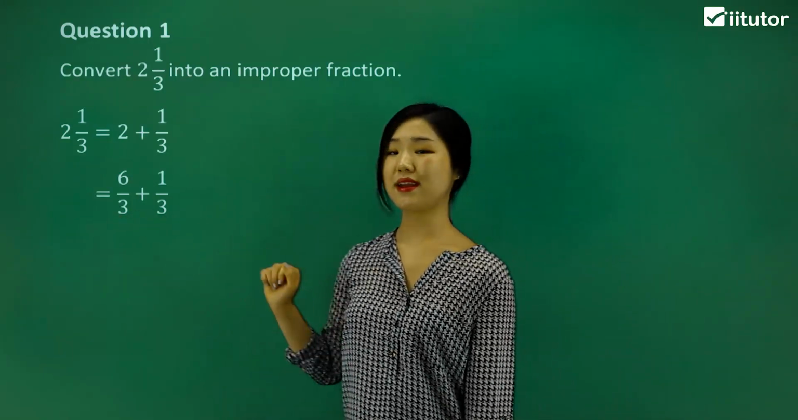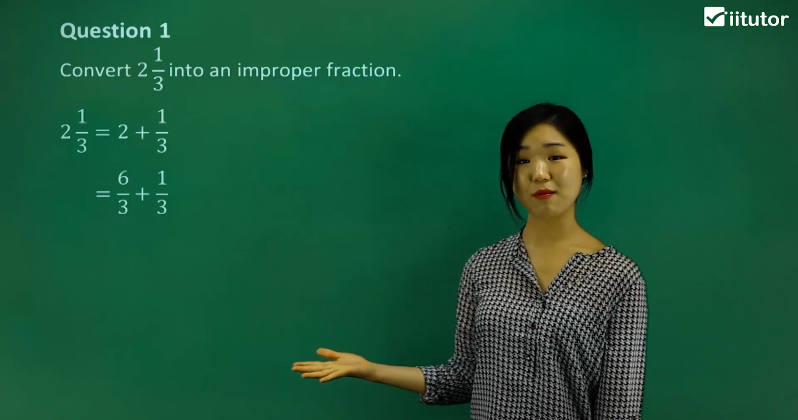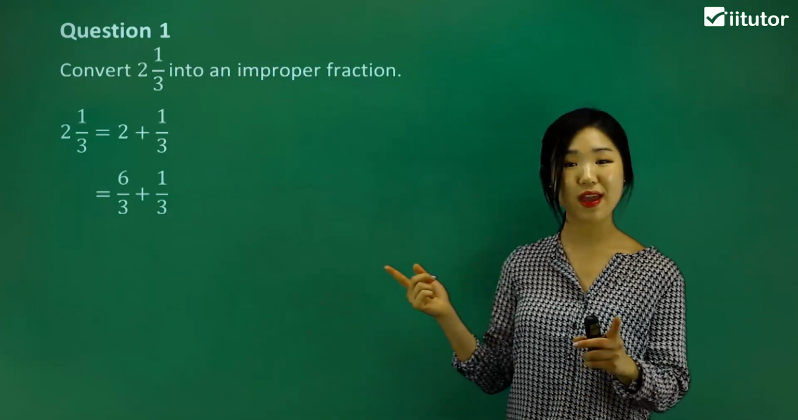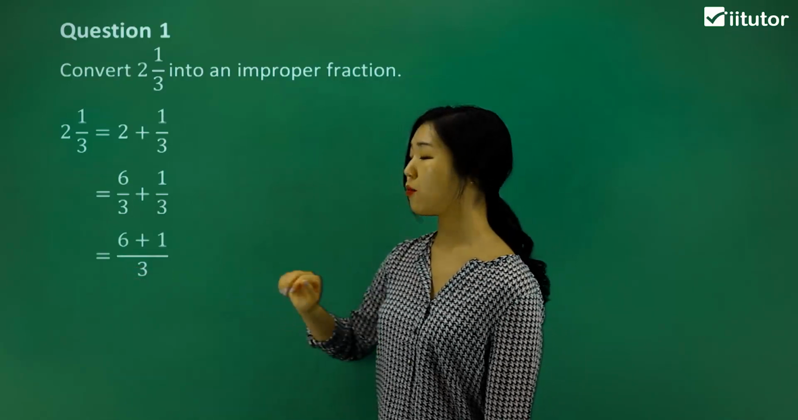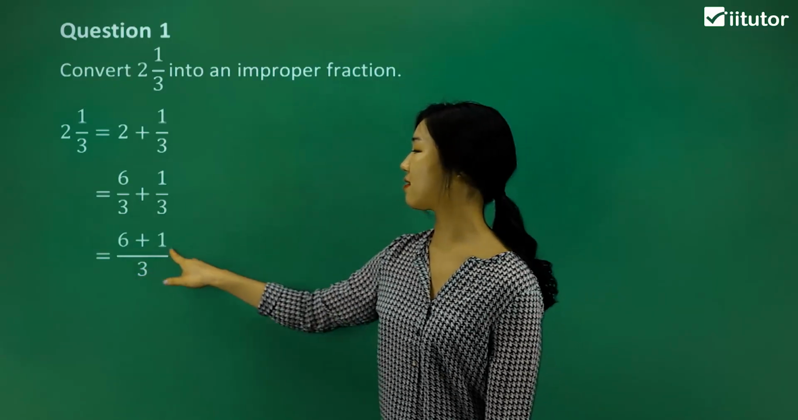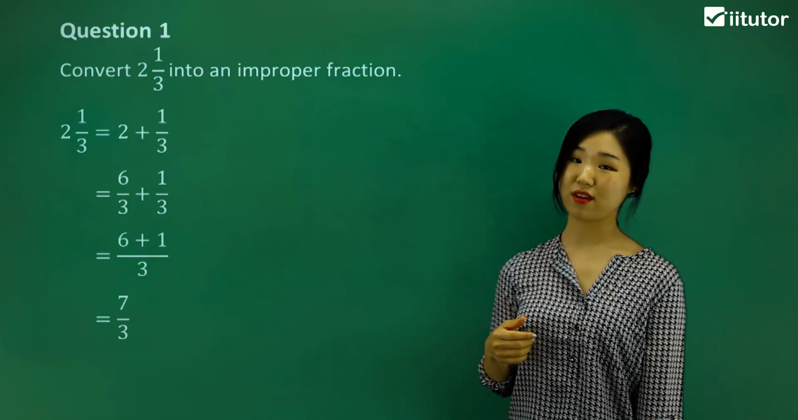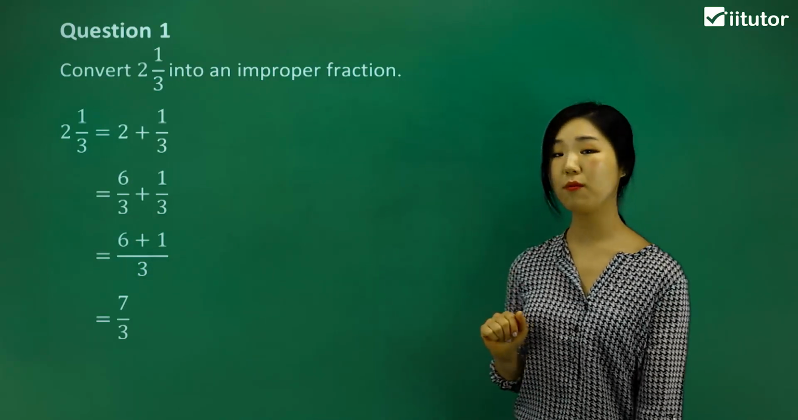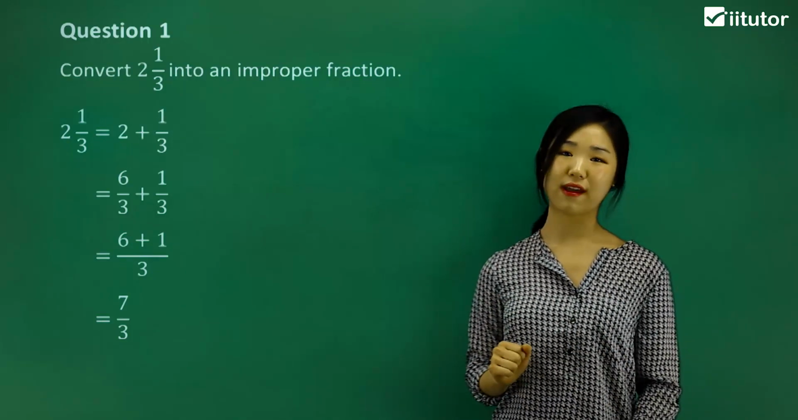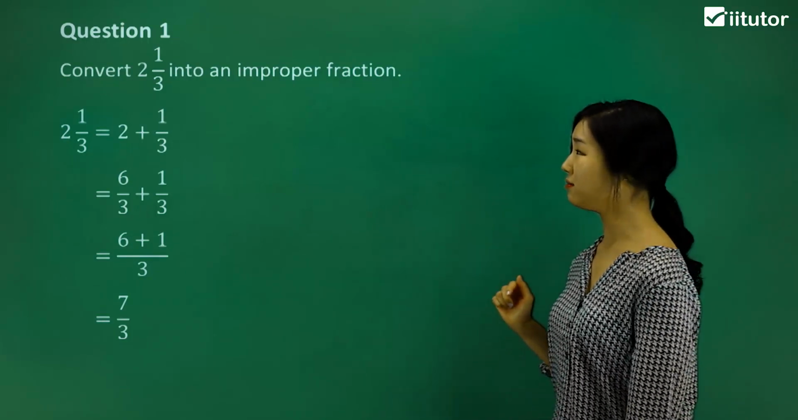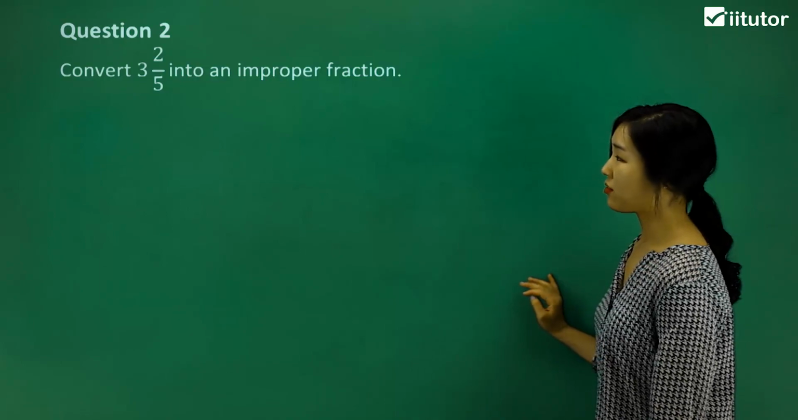So now the denominator is the same. If the denominator is the same, how do we gather the fractions? We add the numerators. So now because we have the same denominator 3, you just add the 6 and the 1, and then it becomes 7. So the improper fraction for this form is 7/3. That's all you need to do. So we're basically making it into a single fraction. So that's question 1. Let's move on to question 2.